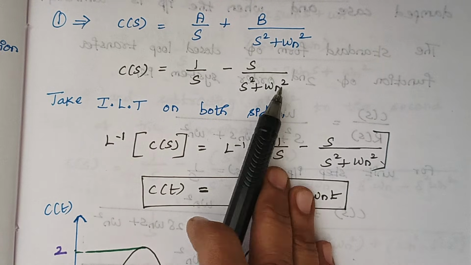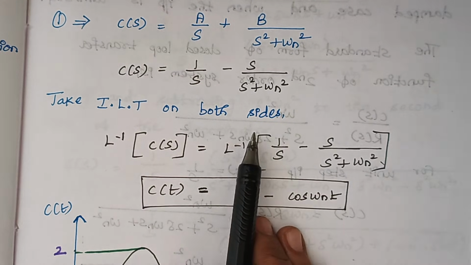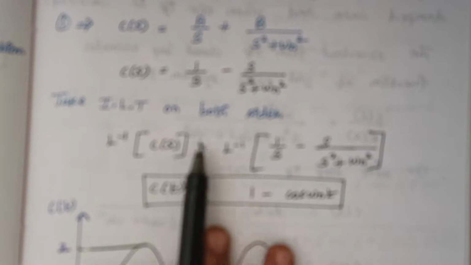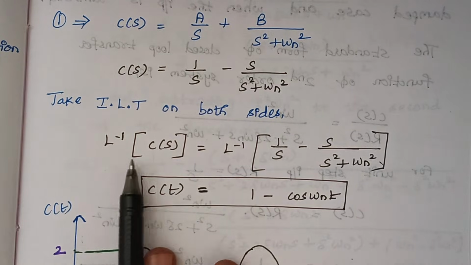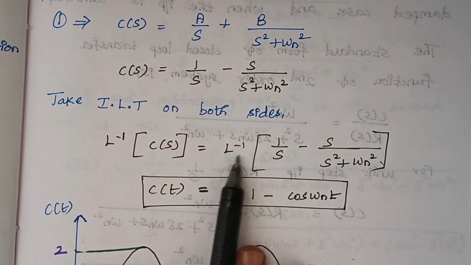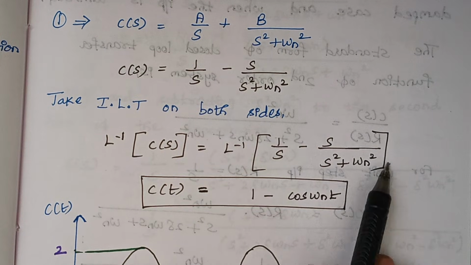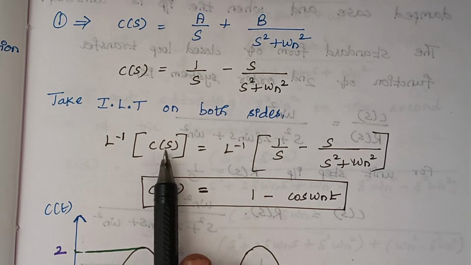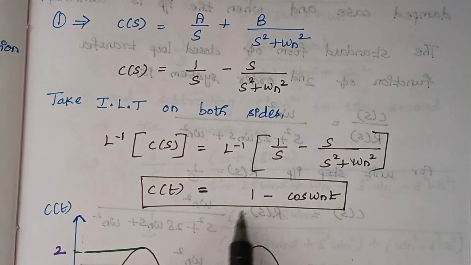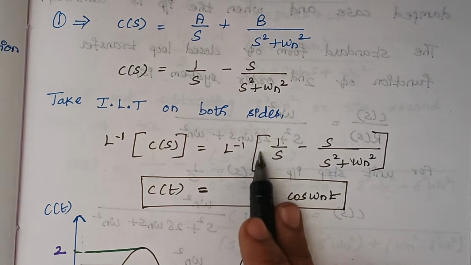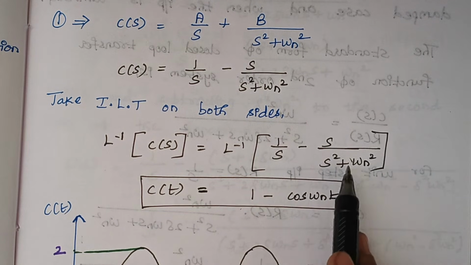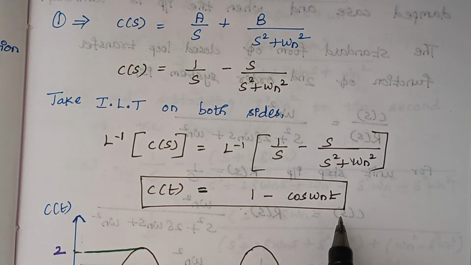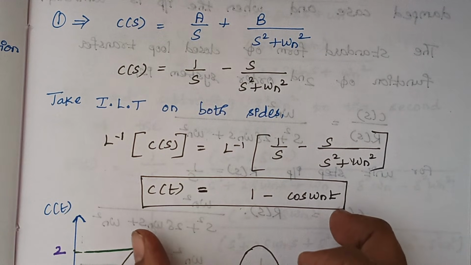And again, we are studying time response analysis. So we need to take inverse Laplace transform. So when you take inverse Laplace transform on both the sides, then we will be having inverse Laplace of C of S is equal to inverse Laplace of this expression. So inverse Laplace of C of S is C of t, which is equal to 1. That is 1 by S. When you take inverse Laplace, that becomes 1. And when you take inverse Laplace for this expression, that becomes cos omega nt. This is your final output expression.